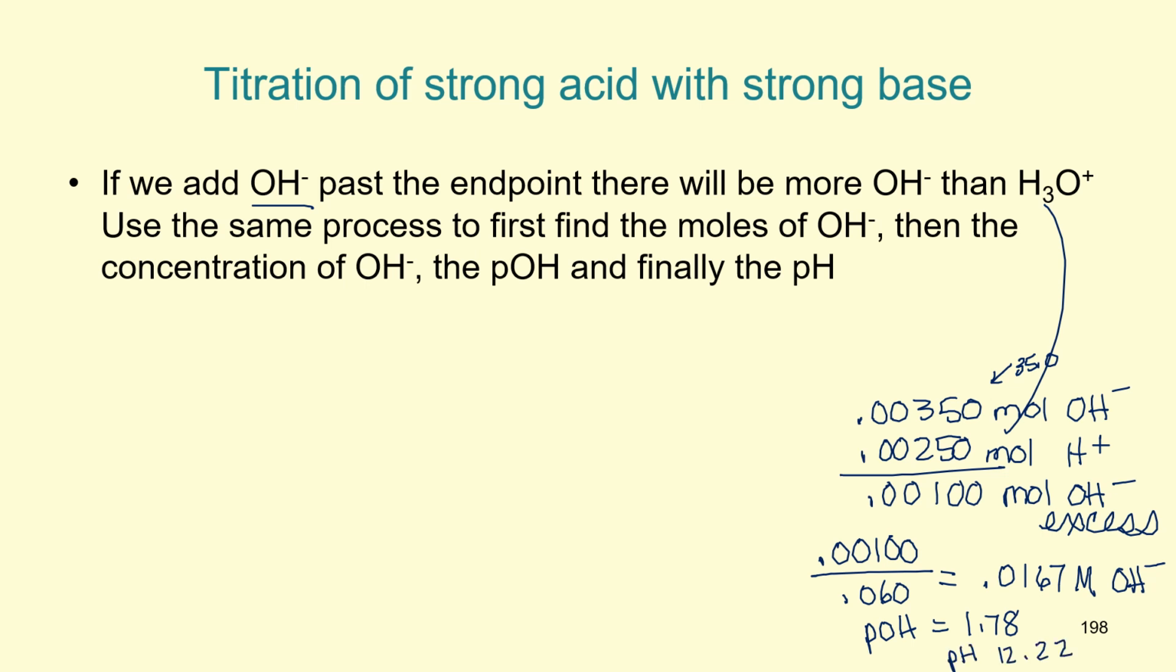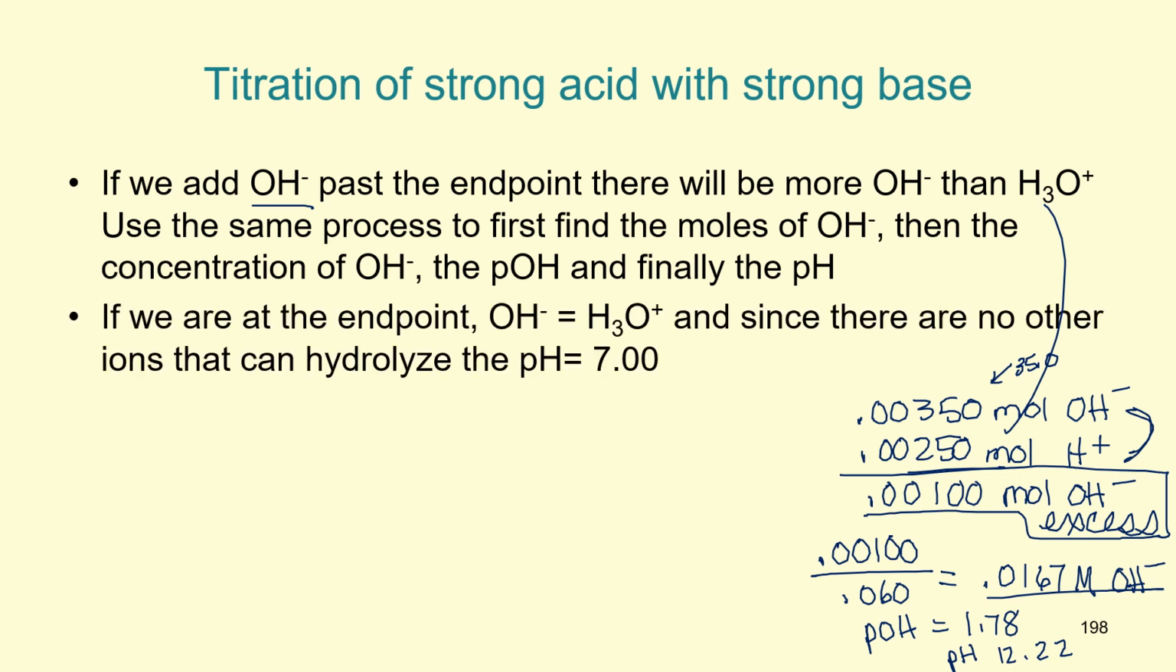So again, if there's excess OH, you have to figure out what you have more of, subtract, figure out how much more you have, and divide by the total volume to get the concentration of whichever one you have more of. On the last slide it was H plus, this time it's OH negative, so because it's OH negative you can find the pOH and then the pH, which should be greater than 7 because we're past the end point.